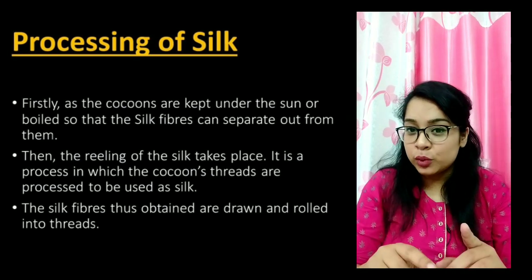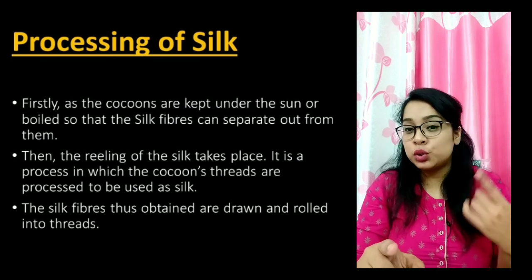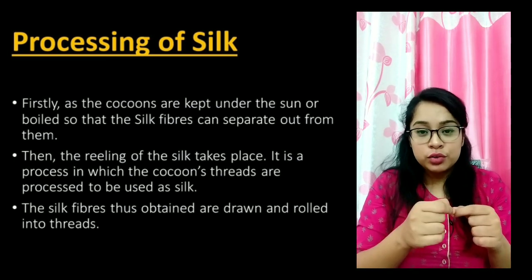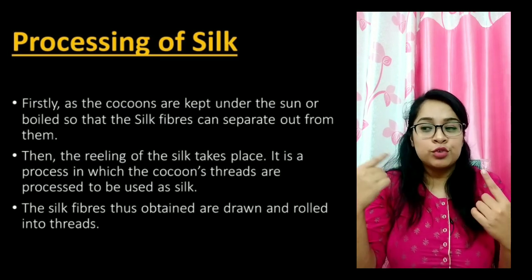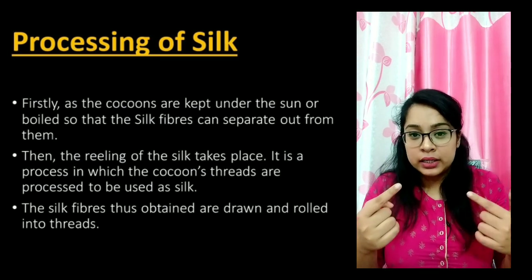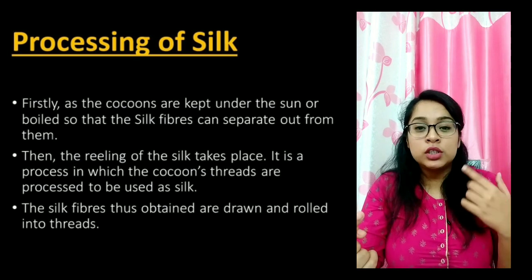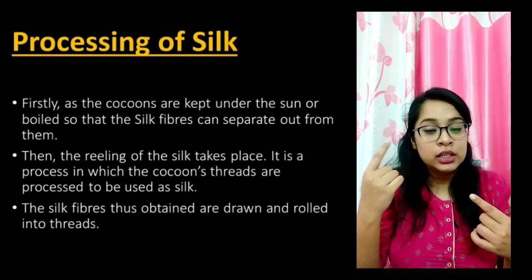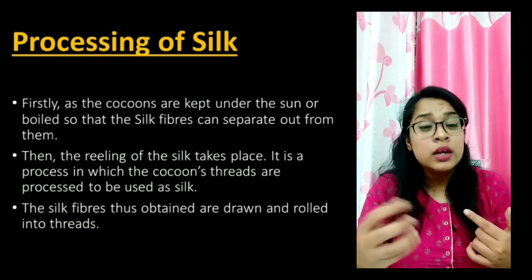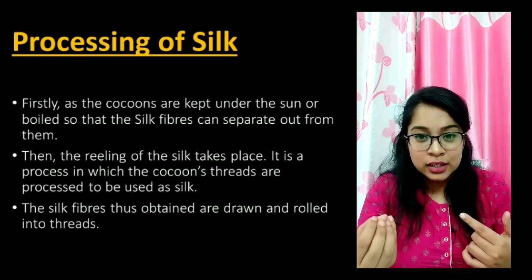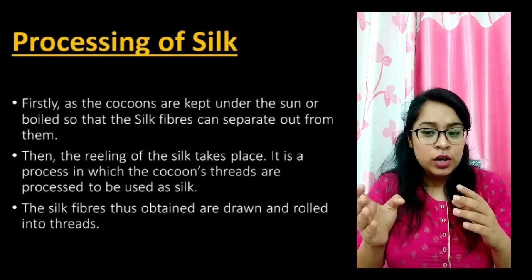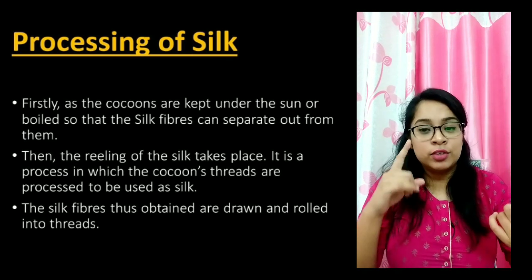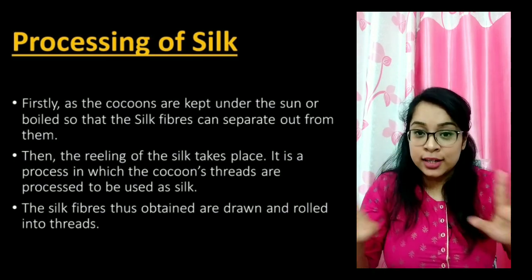But there is a process by which you can identify which one is natural silk and which one is artificial silk. If you take out a fiber from the natural silk and from artificial silk, and you burn it, the natural silk will give you the smell of burning hair, and the artificial silk will give you the smell of burning paper or burning plastic. So in this way, you can identify which one is artificial silk and which one is natural silk.